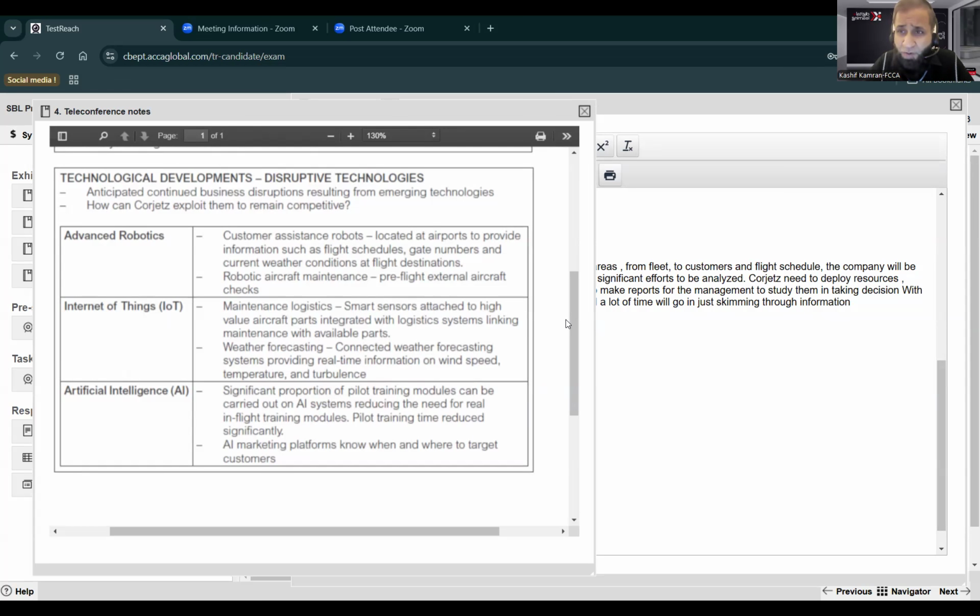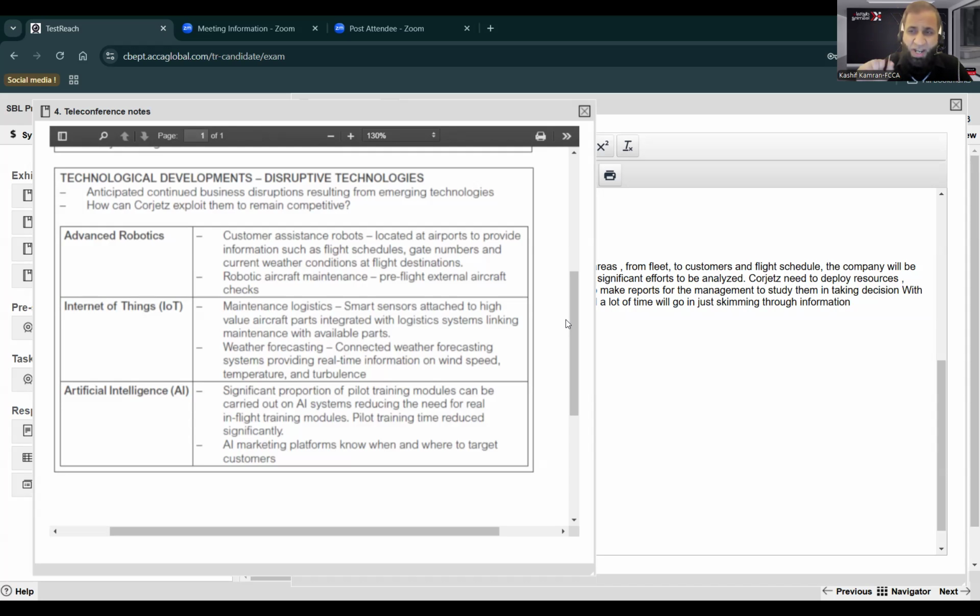Let's see what sort of emerging technologies can come in future and what can be the likely potential impact. Number one, advanced robotics. Number two, Internet of Things. And number three, artificial intelligence. Let's see what can happen with advanced robotics. Customer assistance robots located at the airport to provide information such as flight schedules, gate numbers, and current weather conditions at a flight destination. Robotic aircraft maintenance, pre-flight external aircraft check.